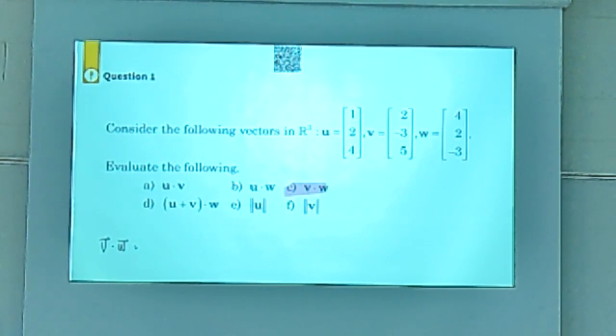V dot W. 2 times 4 plus negative 3 times 2 plus 5 times negative 3. 8 minus 6, 2. 2 minus 15, negative 13.